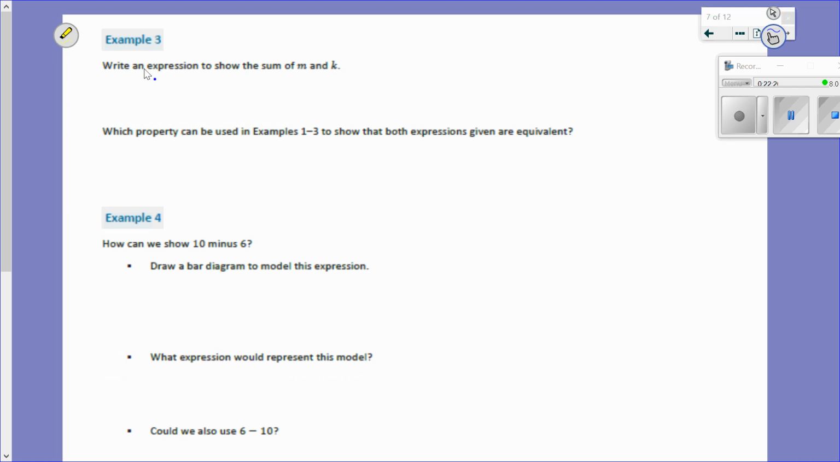Let's go to expression. Show the sum of m and k. Sum means what? Addition. Difference would be subtraction or subtracted. So what am I showing for the addition? We're doing m and k. And I just did that wrong because it said write an expression. I did a model. So m plus k would be the expression.